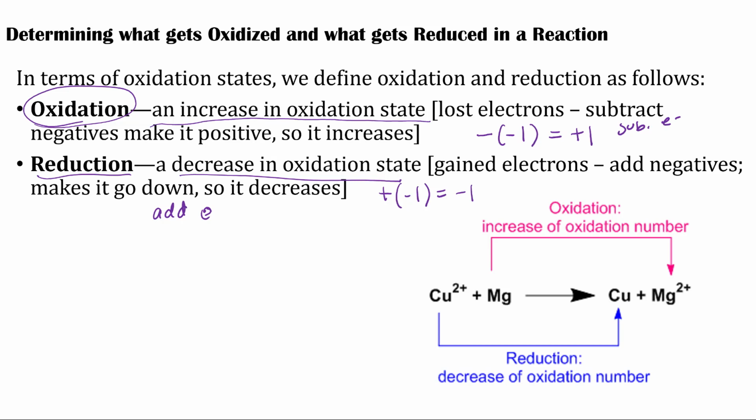So if we look at this again with new eyes, I assign the oxidation state of 0 to that magnesium because it doesn't have a charge, 0 to that copper because it doesn't have a charge, and +2 to this magnesium. Then I can see that magnesium went from 0 to +2, so it was oxidized, and copper went from +2 to 0, so it went down, so it was reduced.